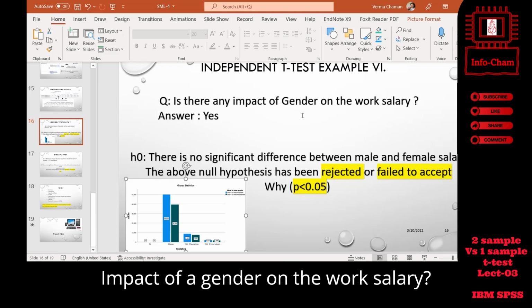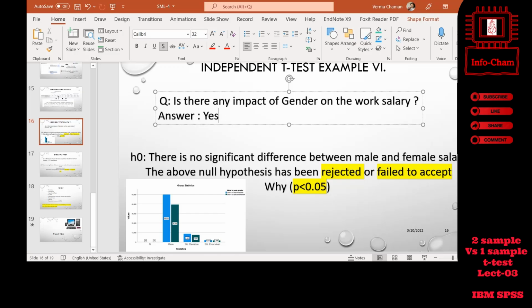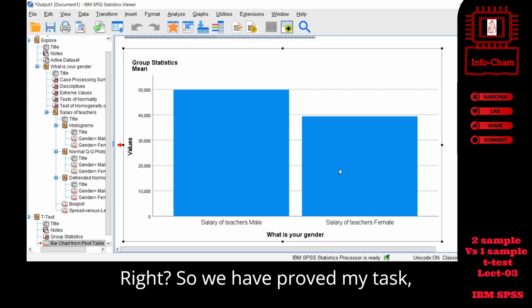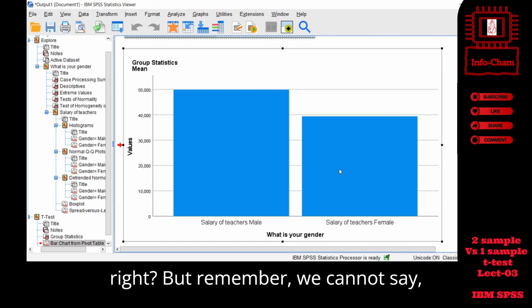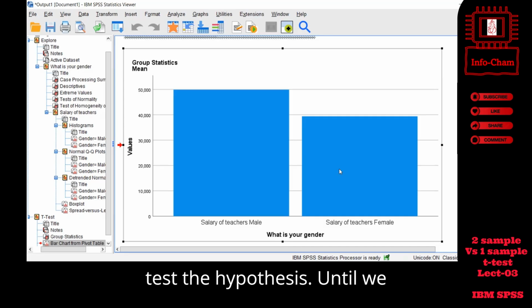Impact of gender on the work salary? Yes. So what should be the answer from this graph? Yes, from this graph, yes. Right? So we have proved my task, right? But remember, we cannot prove our answer until we test the hypothesis. Until we test the hypothesis.